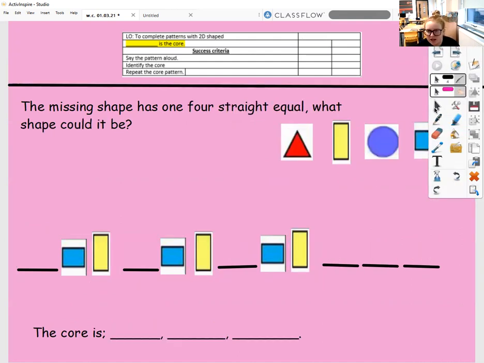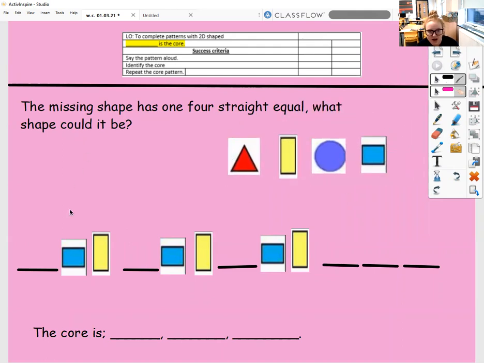Okay, this is your turn to have a go. So you need to identify the missing shape, identify the core, complete the pattern and complete the sentence. So there's a lot to do. You might need to pause the screen to complete this and come back when you're ready to check it. Off you go, year one.